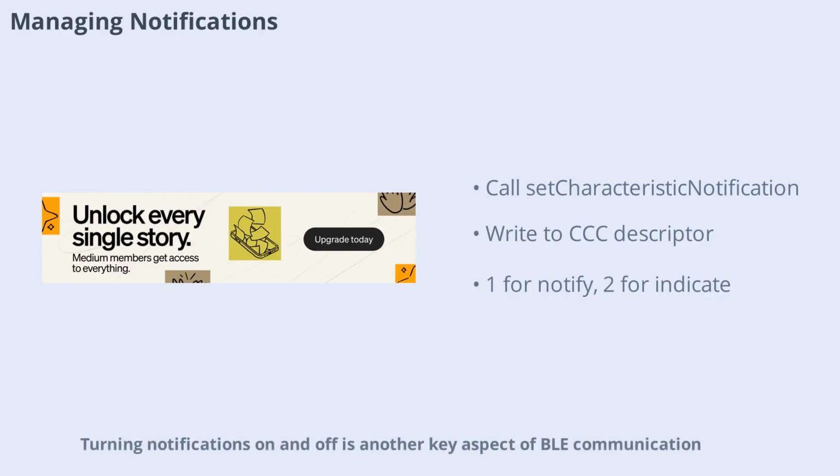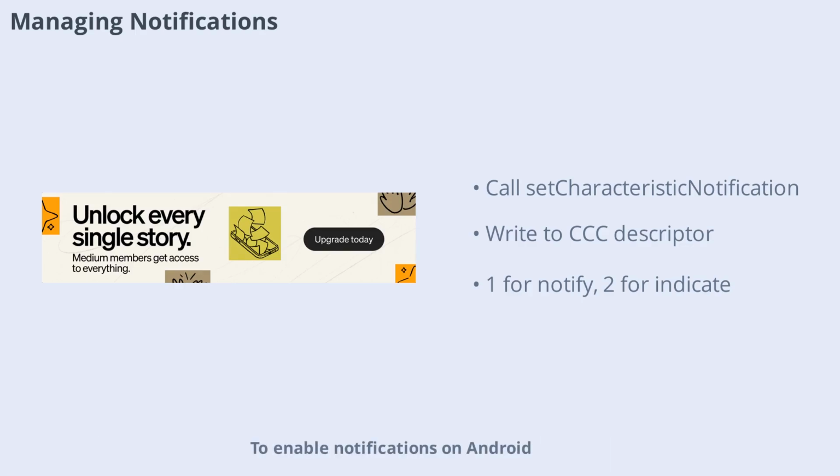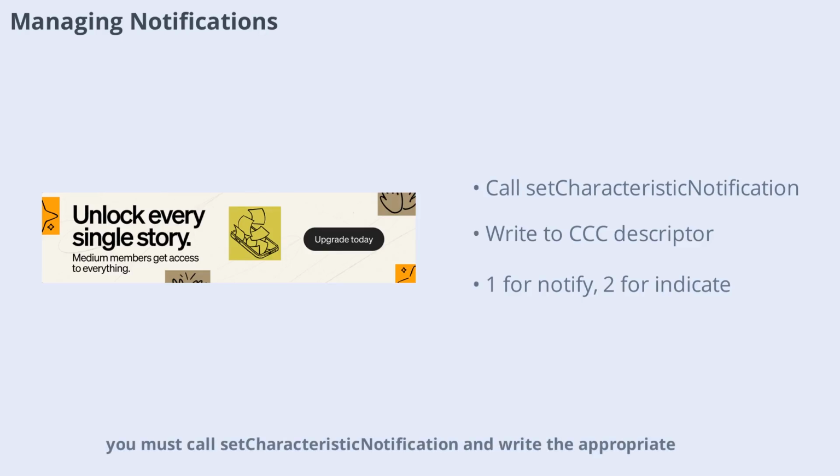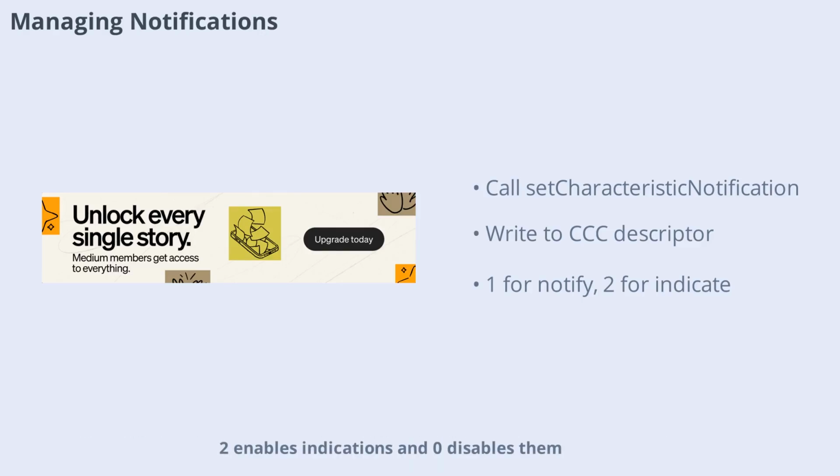Turning notifications on and off is another key aspect of BLE communication. Notifications allow the device to send data automatically when it changes. To enable notifications on Android, you must call setCharacteristicNotification and write the appropriate value to the Client Characteristic Configuration (CCC) descriptor. The CCC descriptor uses the short UUID 2902. Writing 1 enables notifications, 2 enables indications, and 0 disables them. Understanding this process is essential for receiving timely updates from BLE devices.